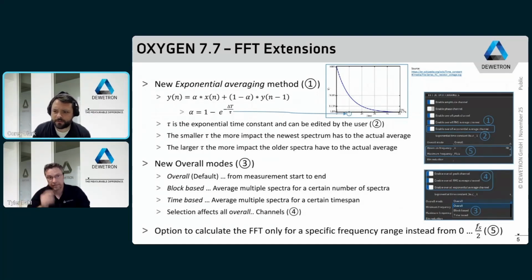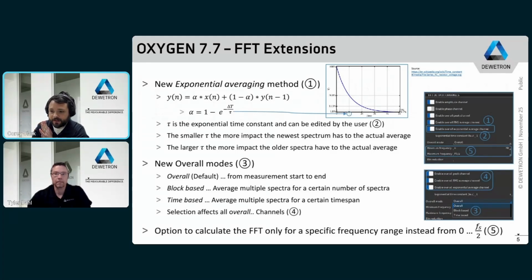First bullet here is a new exponential averaging method, which makes use of tau. So this is an exponential time constant, and this is going to be something that the user can edit. So when we edit the tau value, just keep in mind the smaller the tau value, the more impact the newest spectra has on the actual average for your FFT averaging. The larger the tau, the more of the older spectra we incorporate into the calculation for our actual averaging.